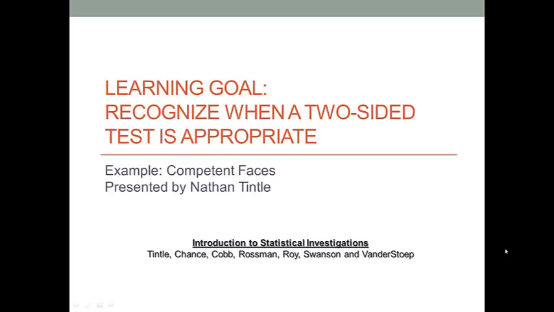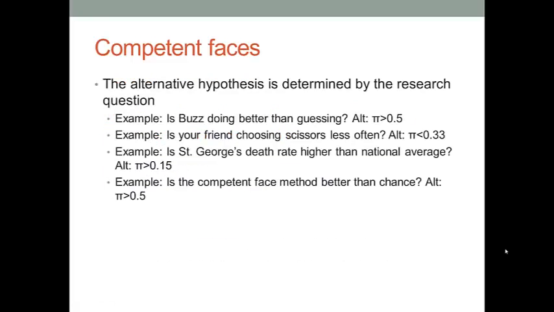In this Learning Goal video, we're going to talk about how to recognize when a two-sided test is appropriate using the Competent Faces data. We've talked before about how the alternative hypothesis is determined by the research question. For example, in the Doris and Buzz study, the research question is, is Buzz doing better than guessing? So the alternative hypothesis becomes that the long-run probability is greater than 50%.